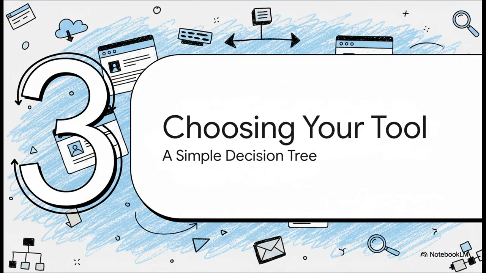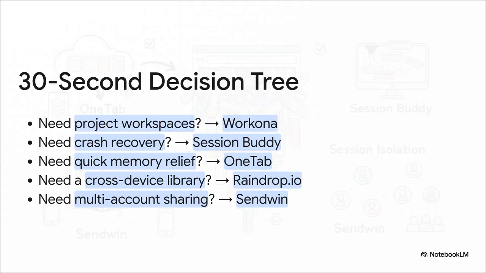So the big question is, how do you choose the right tool for you? Let's break it down into a super simple decision. Honestly, it really just comes down to your single biggest pain point. If your entire life is organized by projects, look at Workona. If you absolutely cannot afford to lose your tabs in a crash, you need Session Buddy. If your poor computer is screaming for help, OneTab is your one-click answer. And if your world revolves around multiple logins and secure team collaboration, well, Sendwin was built from the ground up to solve that exact problem.